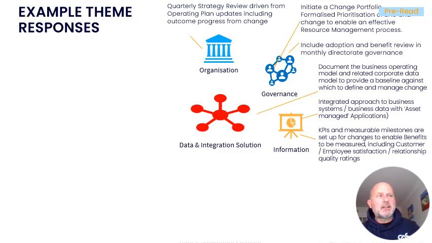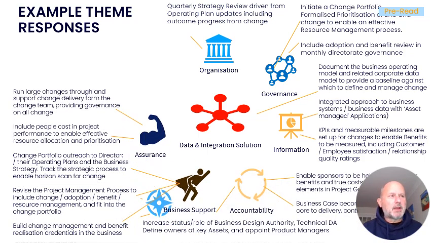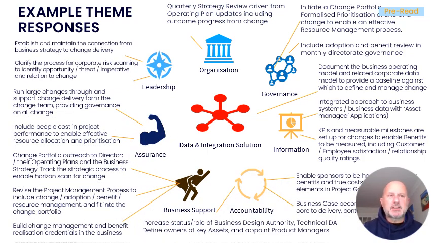Just picking up another one here, one of the governance drivers has led to the conclusion to initiate a change portfolio, formalise prioritisation of business as usual and change to enable effective resource management, and we include adoption and benefit review in monthly directorate governance so that they can have oversight of change and benefit realisation. There's a whole load more examples here, and please be my guest to edit this down to your own example and see how you get on.